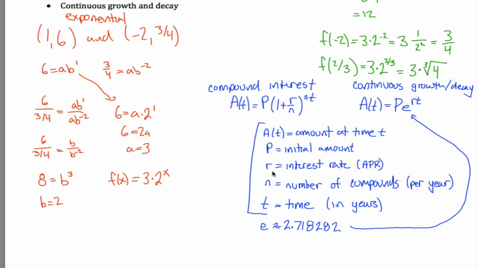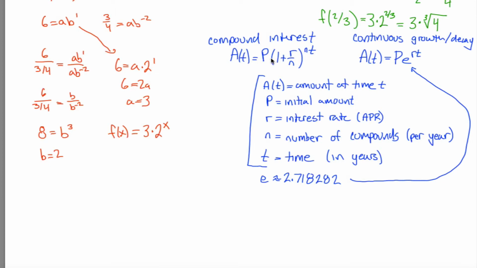But the point that I want to make is these formulas, which maybe you've seen before, are really examples of exponential functions. Playing the role of a is this P right here, and playing the role of b is this 1 plus r over n. And playing the role of x is this nt power in some sense. And similarly over here, we have exponential functions because we have our variable up in the exponent.